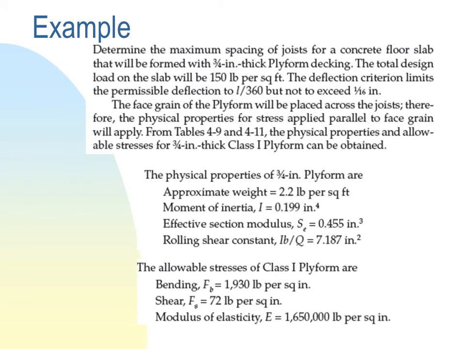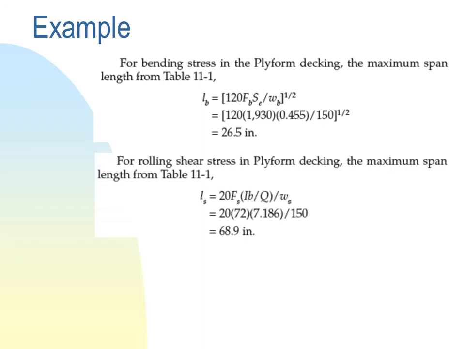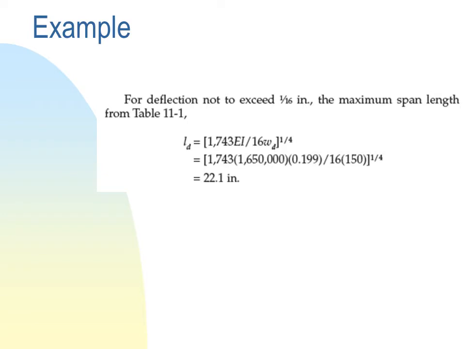Then from the other table you'll get the allowable stresses. Then you start calculating your spans. So the first span, which is due to bending, came to be 26.5 inch. The one due to shear is 68.9 inch, which is very typical, by the way, to find bending to be more critical than shear. Deflection should not exceed span over 360. This gives us a span of 21.9 inch, which is very common to find deflection governing the design. And the 1/16 of an inch gave us a 22.1 inch span.